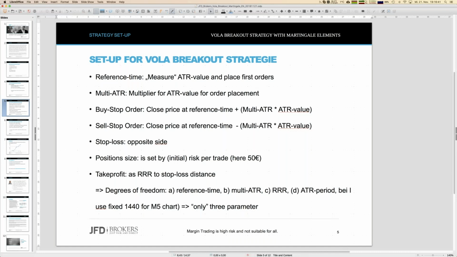In terms of degrees of freedom, we have 3 degrees of freedom: reference time, multiplier on the ATR, and our risk-reward ratio. In principle, I could say the ATR period is the 4th degree of freedom, but I use a fixed one for 1 week in the M5 chart, as mentioned. That would be a period of 1,440. So finally, I have 3 parameters, which is fair enough. It's not a huge number, but that's okay. So that has been a long explanation of how to set up this strategy.